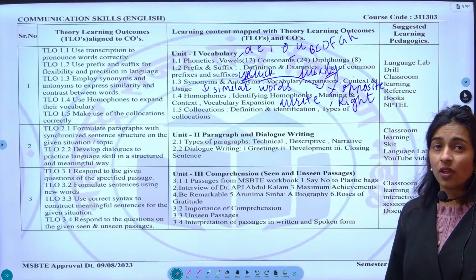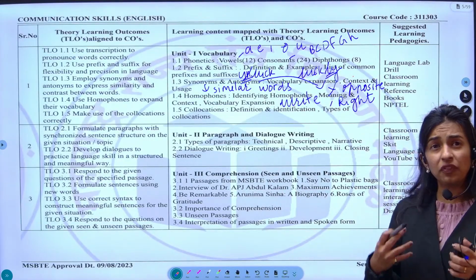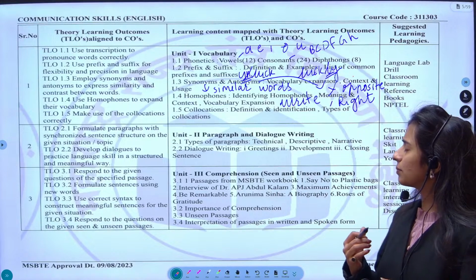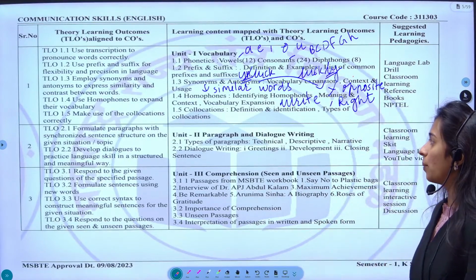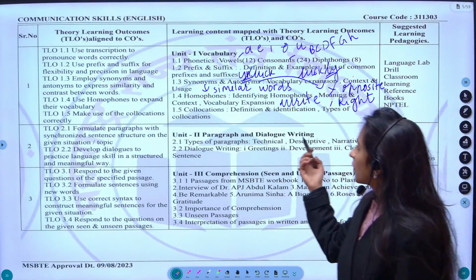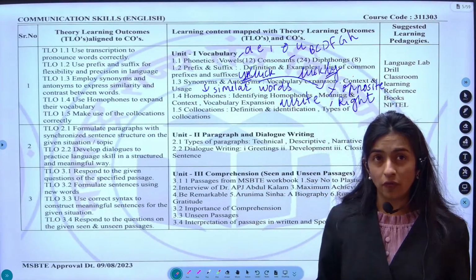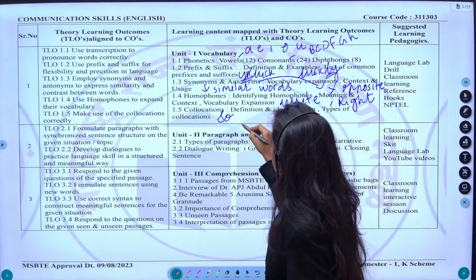Next is collocation. Collocation means there is a combination of words which we feel very natural and which is the normal combination. We cannot use a different word with that combination. For example, when I say I'm really proud of you or I'm so proud of you, I use so proud, right?